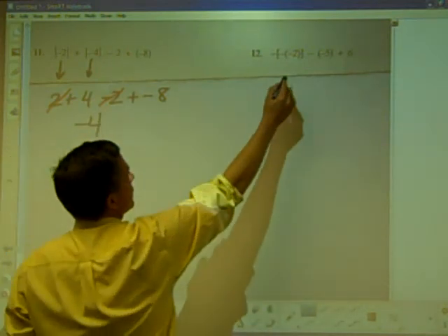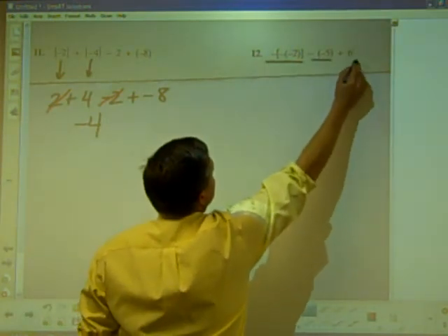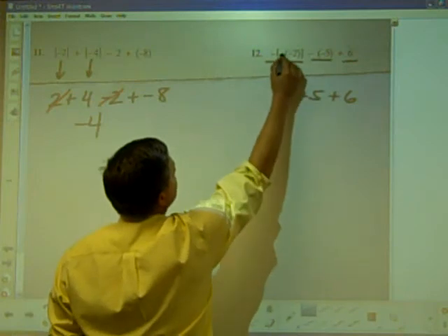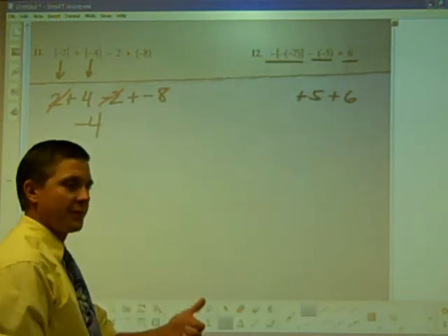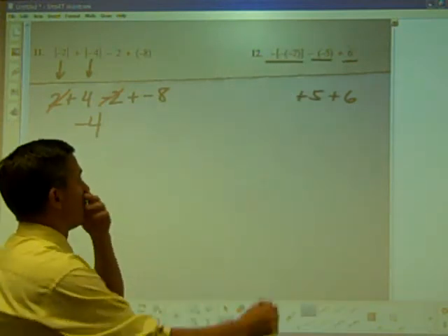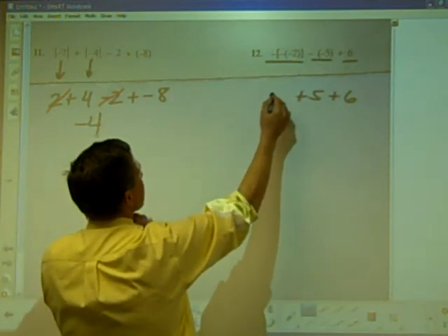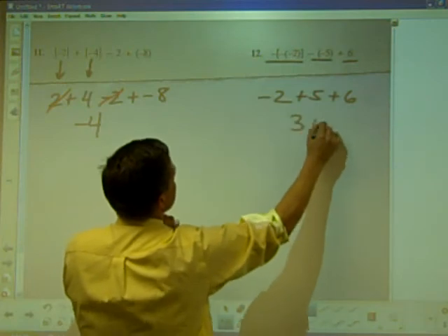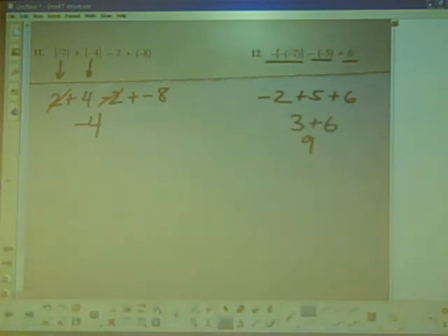On number 12, 3 terms. The plus 6 has nothing. Minus a minus 5 is plus 5. And negative, negative, negative 2. The opposite of the opposite of the opposite of 2. Well, three signs are odd, so it's negative. And again, I'll get positive 3 plus 6, and I get an answer of 9 for number 12.